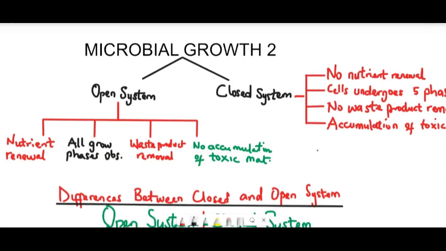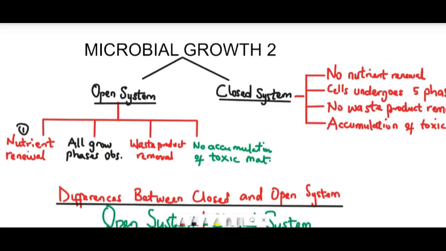Microbial growth 2. Recall that microbial growth is divided into two: the open system and the closed system. This is dependent on the availability of nutrients. When there is renewal of nutrients, the system is said to be open. So what are the features of an open system?